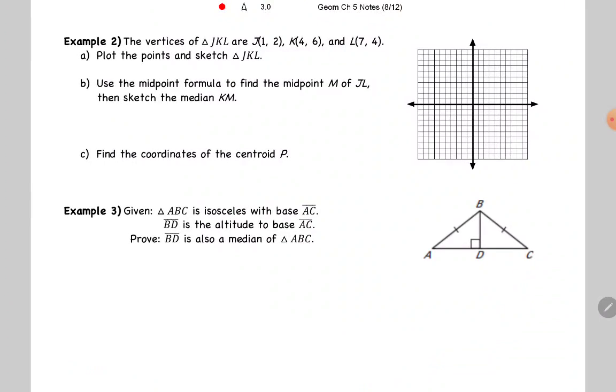All right, example 2. The vertices of JKL are these points. Plot the points and sketch JKL. So 1, 2, 4, 6, 3, 4, 1, 2, 3, 4, 5, 6, and 7, 4, 5, 6, 7 here.